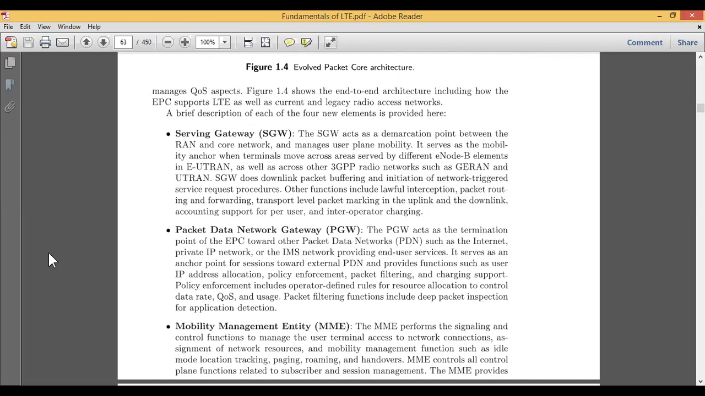Now for example, we have the internet. Then private IP networks are also there, or some IMS network which provides end user services. It means if you want to access other services other than your core network, then this packet data network will help us connect between these two services or servers. And it serves as an anchor point for sessions towards the external PDN. External PDN means it is outside the architecture, right? If you want to connect from one architecture to another architecture, we require some kind of gateway, right? I will just give you an example here. If you want to make an international call, your call will not be directly connected.